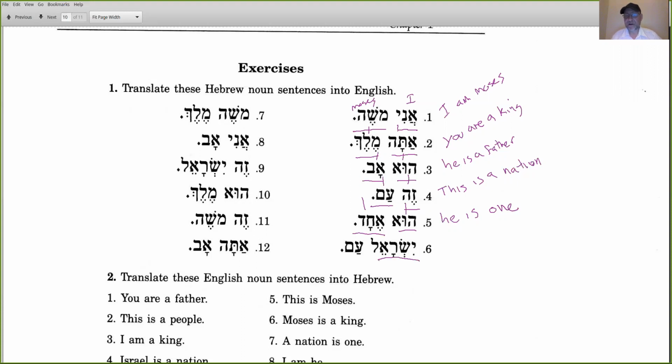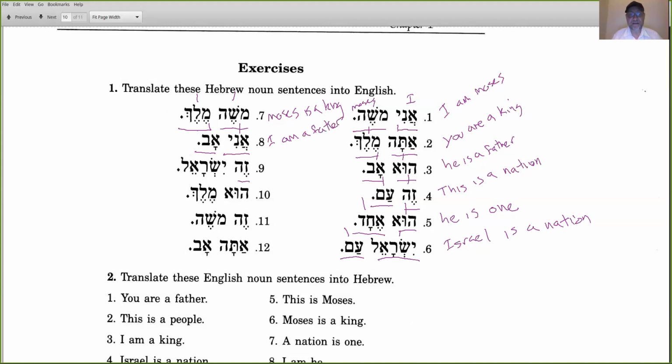Number 6, Yisrael Am. Okay, so we have Israel, nation. Israel is a nation. Okay, so let's try over here. Number 7, Moshe Melech. Moses, king. Moses is a king. Number 8, Ani Av. I, father. I am a father.